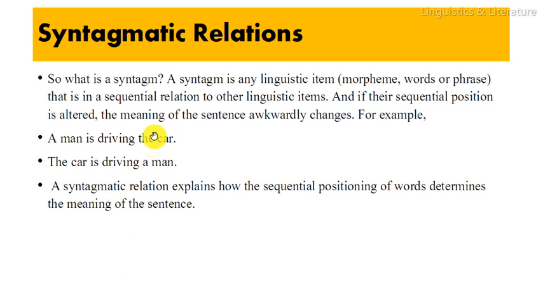Okay, so what is a syntagm? A syntagm is any linguistic item, phoneme, morpheme, word, or phrase that is in a sequential relation to other linguistic items. And if their sequential position is altered, the meaning of the sentence awkwardly changes. For example, a man is driving the car, the car is driving a man. So a syntagmatic relation explains how the sequential positioning of words determines the meaning of the sentence.